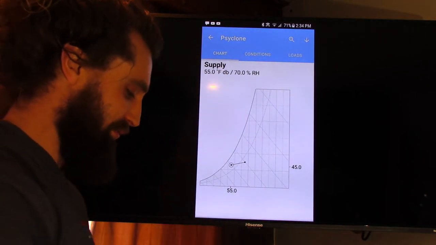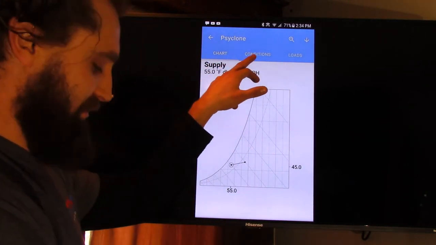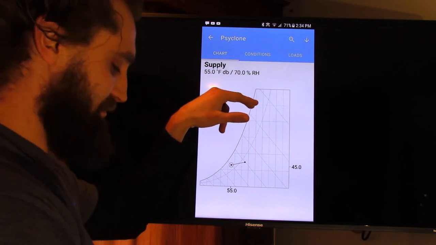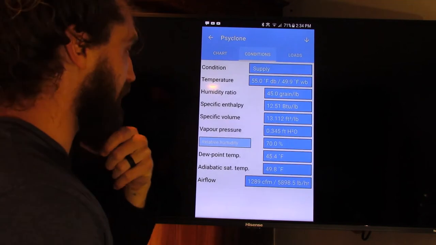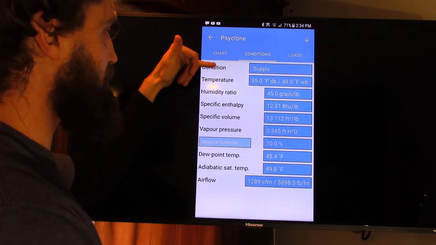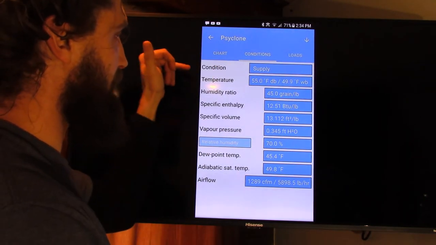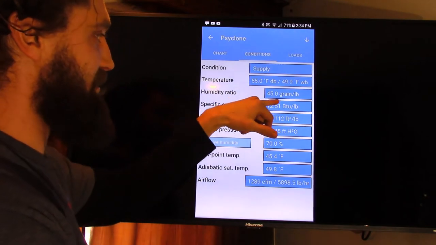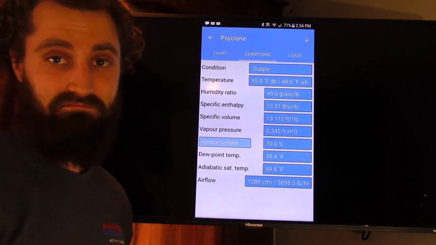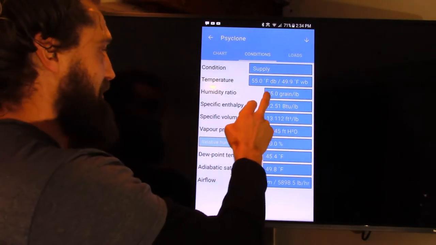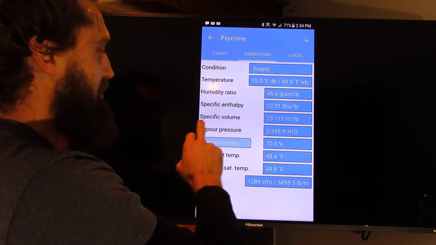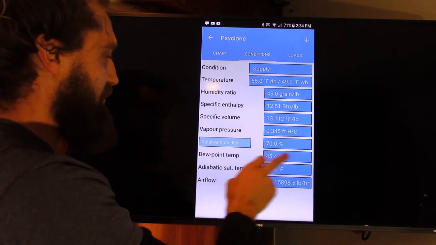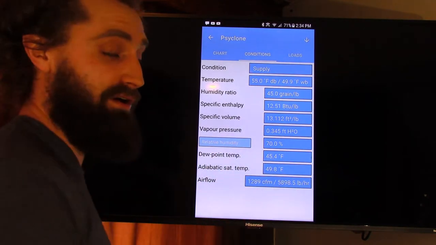So let's take a look at our conditions here. And these are all the conditions in the supply, okay? We have our 55, so 45 grains. I'm surprised I was that close. Yeah, 45 grains per pound. Our specific enthalpy, specific volumes, vapor pressures, relative humidities, all that stuff, it's all right there.